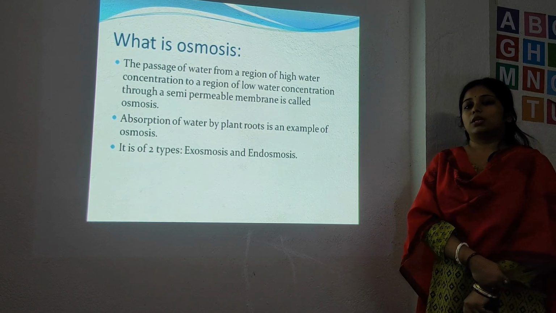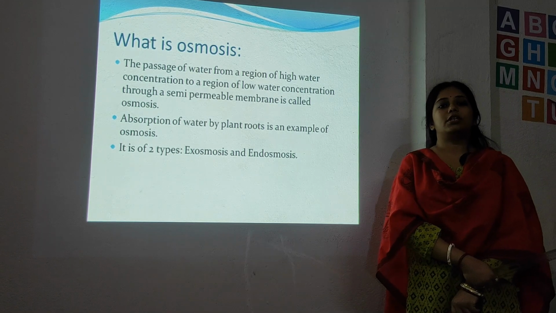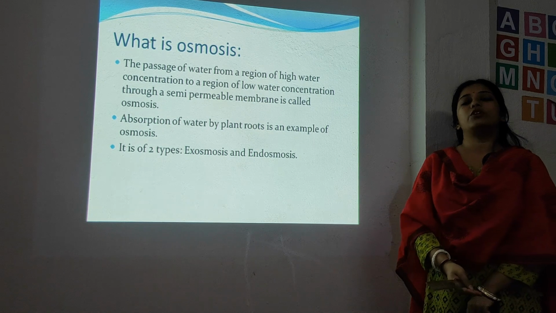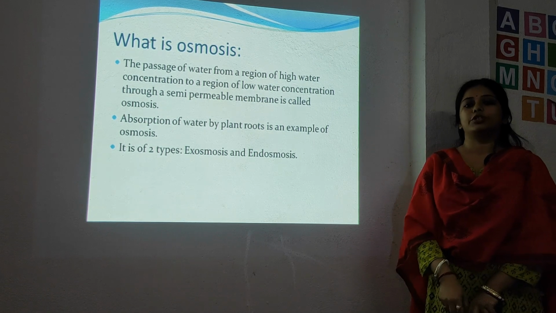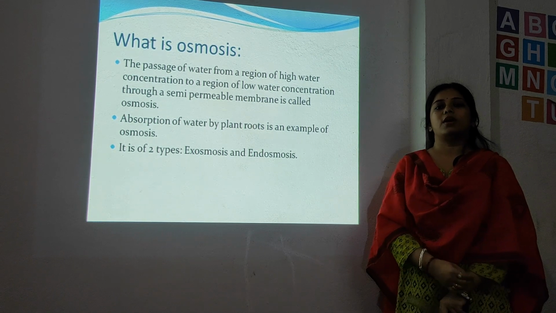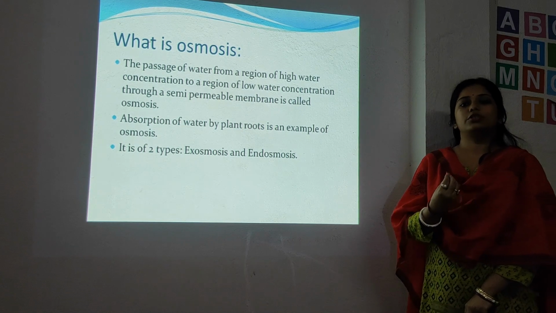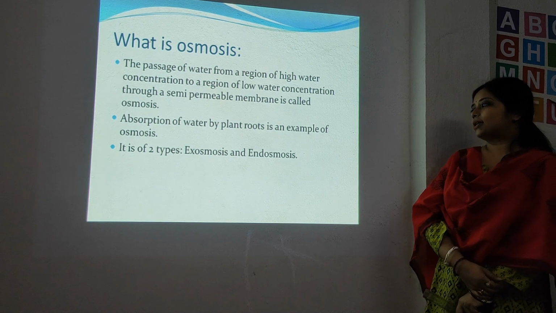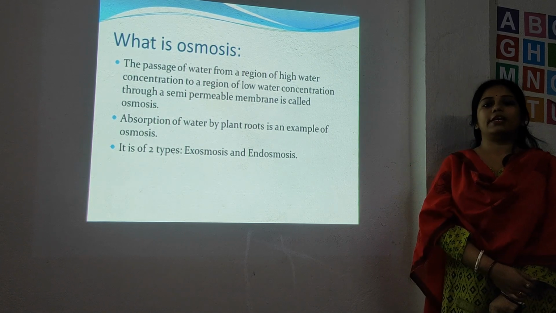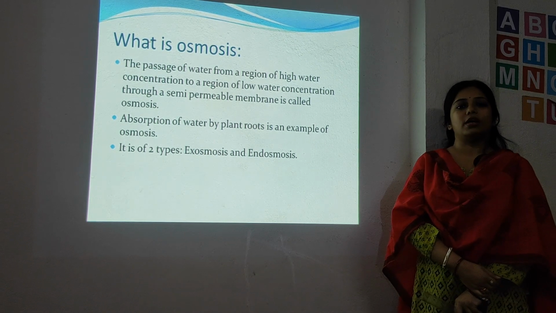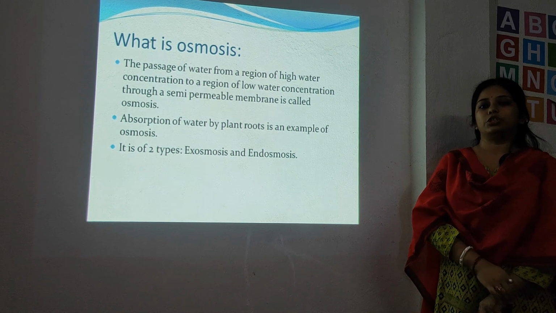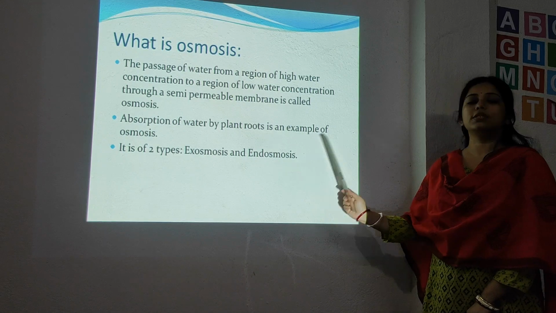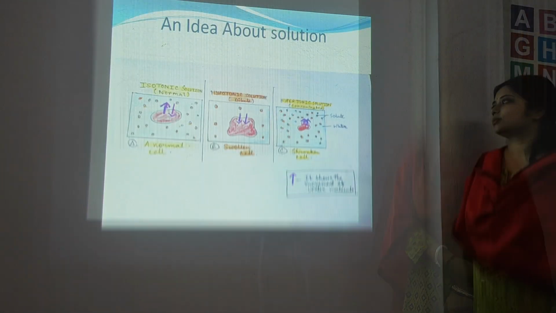Another incident happens sometimes in our daily life when we wash utensils or clothes in soap water for a longer period of time: our fingers shrink. Why does this happen? We will get all these answers after discussing the different types of solutions. At that time we will also get the idea of exosmosis and endosmosis.